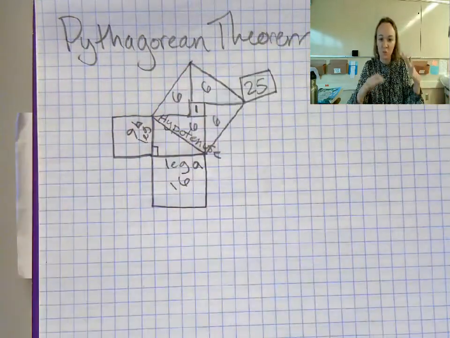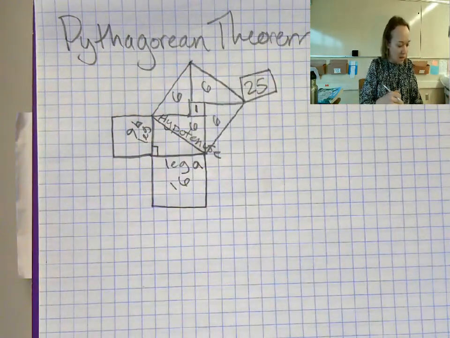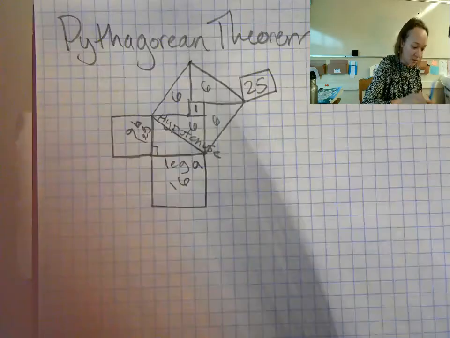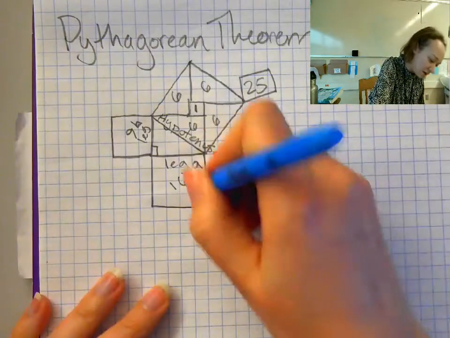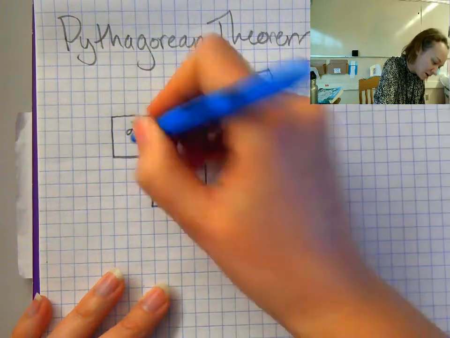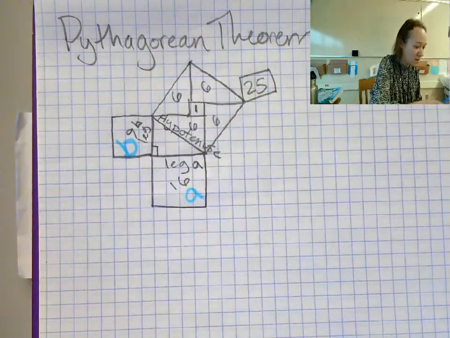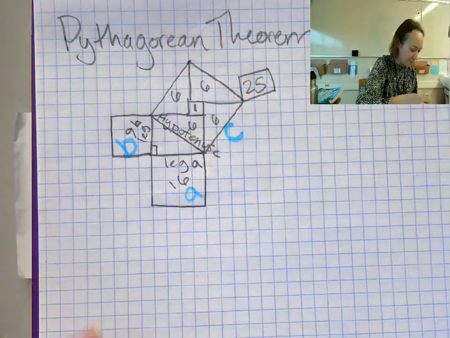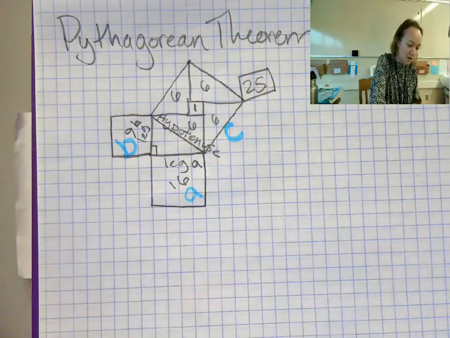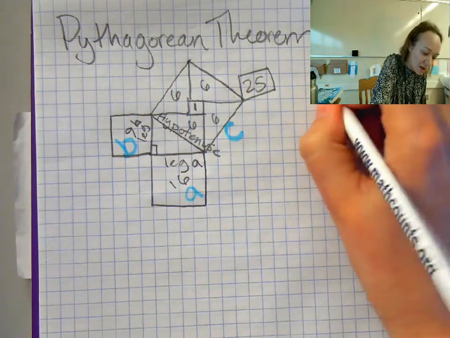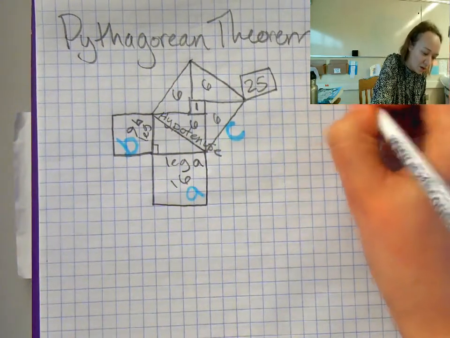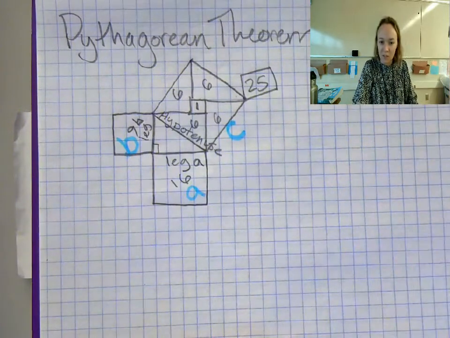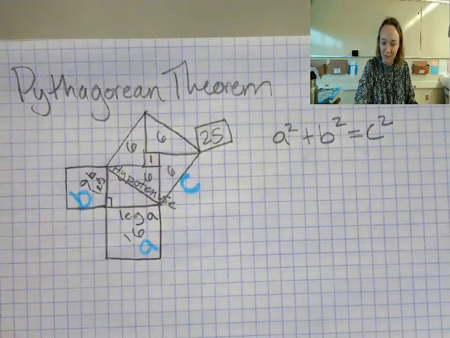They're interchangeable, it doesn't matter which one's which. And then the hypotenuse is always side C. So we have an A and a B, and then the hypotenuse is always side C. So if we take a formula, A squared plus B squared equals C squared, there we go.